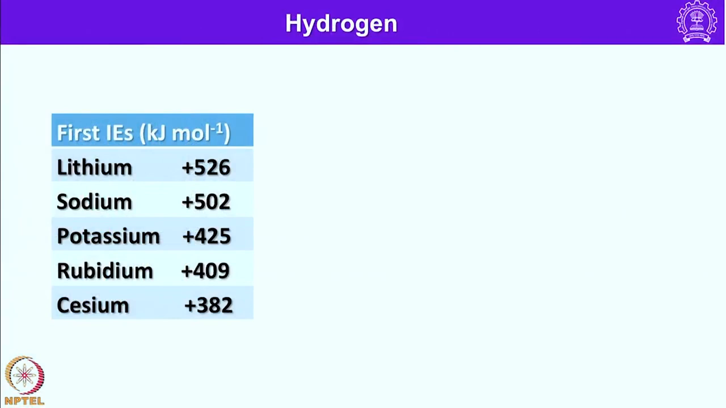Let us look into the first ionization energy of alkali metals. I have listed here 5 alkali metals, starting from lithium, sodium, potassium, rubidium and cesium, and the values are given in kilojoules per mole. Lithium has plus 526, sodium 502, potassium 425, rubidium 409 and cesium 382. As expected, first ionization energy is decreasing down the group because of the increase in the size of the atoms.